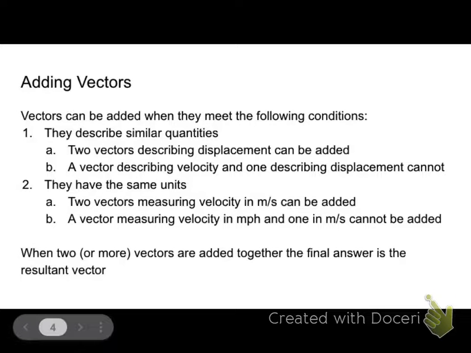When two or more vectors are added together, the final vector that we get, we call the resultant vector. So if they are asking you to solve for the resultant, they're just asking you to combine vectors.